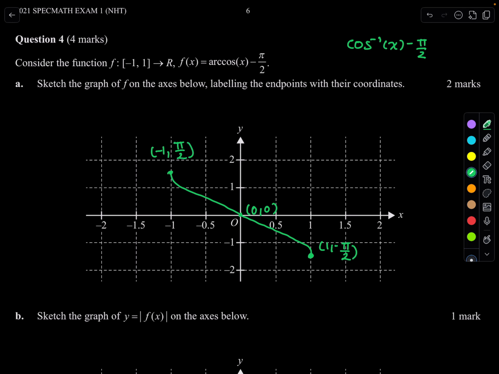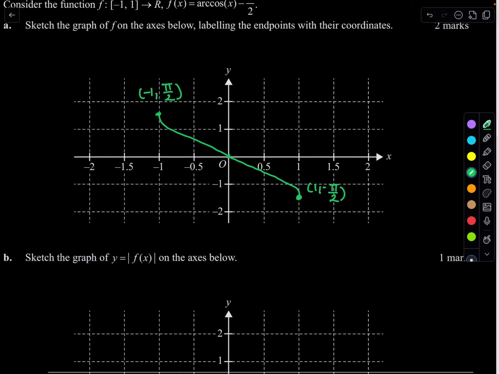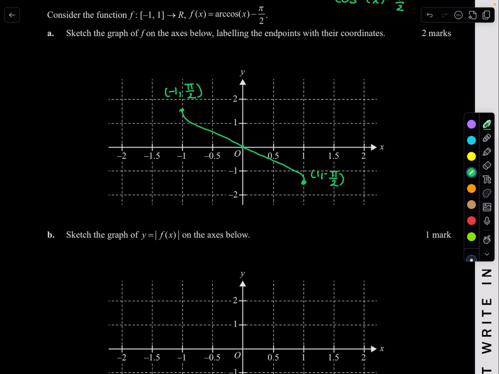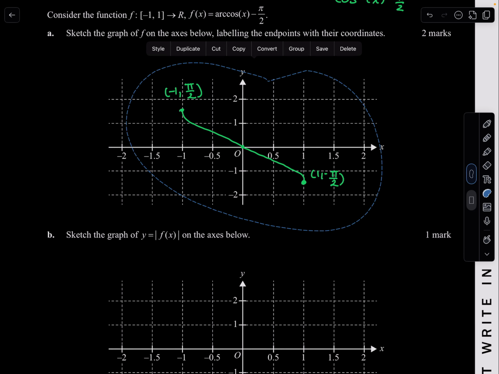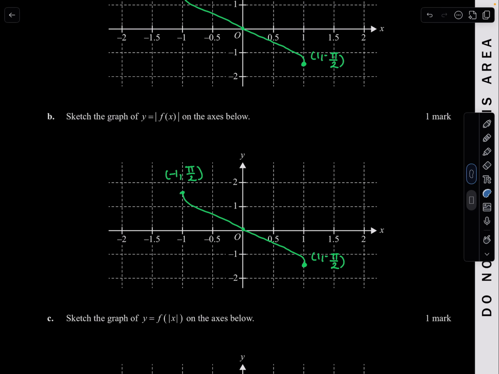Have I made any mistakes? Looks good. Have I labeled the endpoints? Yep, just two endpoints. Let me rub these out. We just need the endpoints anyway. Done. Sketch the graph of the absolute value of f of x. Easy. So what happens if you're taking the whole absolute value of the whole function? Let me just duplicate it, bring it down here.